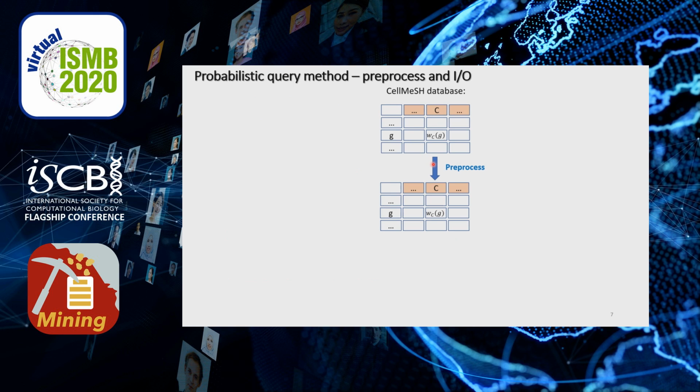Our probabilistic query method first pre-processes the CellMeSH database. In particular, we do TF-IDF transform. Each gene cell weight is multiplied by log NC over kg. NC is the number of total cell types, and kg is the number of non-zero counts for a particular gene G. For common genes, the kg tends to be large, and the related weights will be penalized. Therefore, TF-IDF essentially addresses the publication bias of common genes. We also do column normalization, so the weight will be adjusted by the column sum to address the publication bias of common cells.